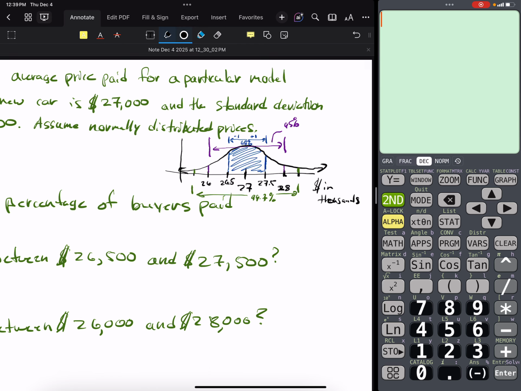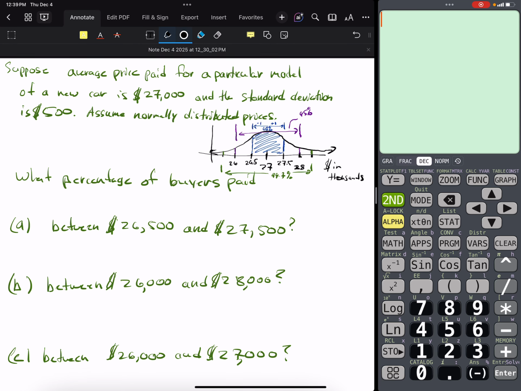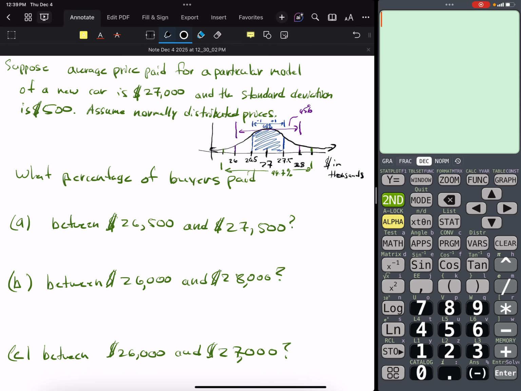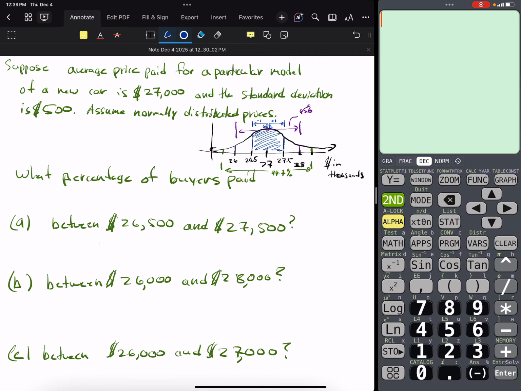Using that idea, I'm going to go back and reapproach this problem. My problem said between 26.5 and 27.5. Well, that's plus or minus 1 standard deviation. That's straight up from the 68, 95, 99.7 rule. So 68% of my buyers will be between those prices, because that's plus or minus 1 standard deviation from the mean.